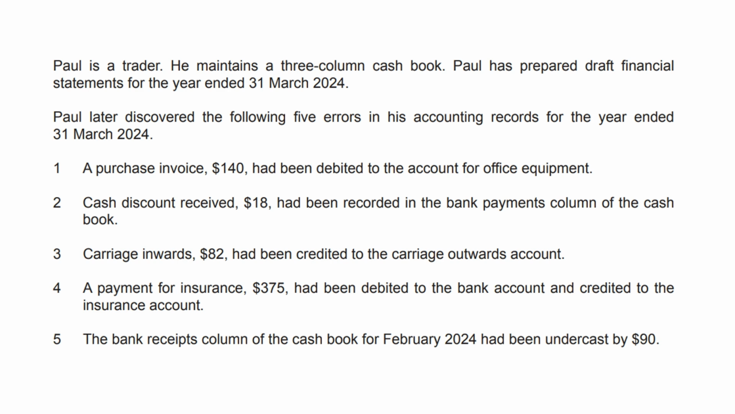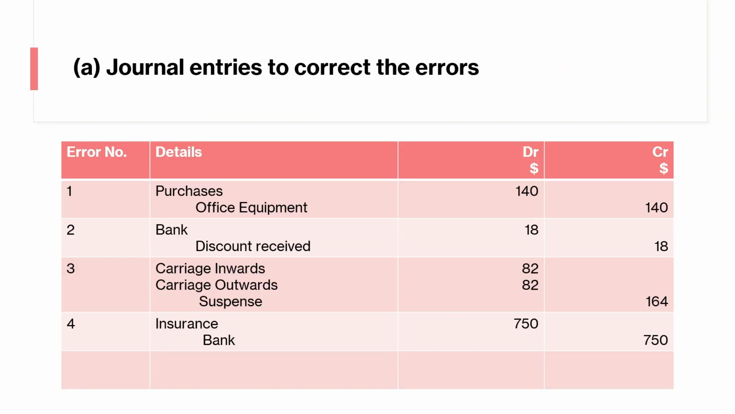The last one, bank receipts column of cash book for February 2024 had been undercasted by $90. This is pretty straightforward. So we have to increase the amount in the bank receipts column by 90. So you have to debit bank by 90. And the other entry will be a credit to the suspense account by 90. So with that, we are done with part A.